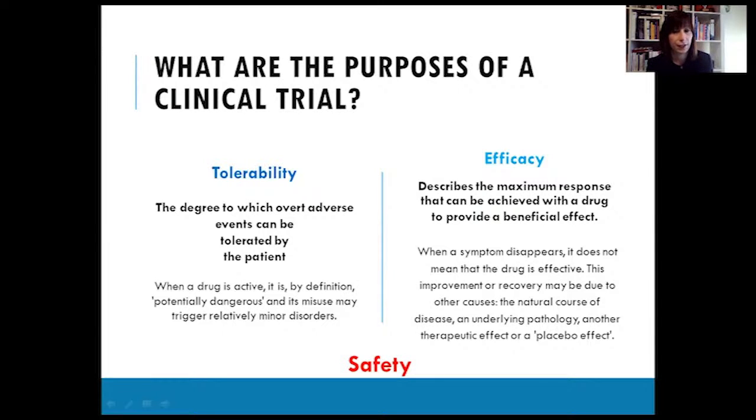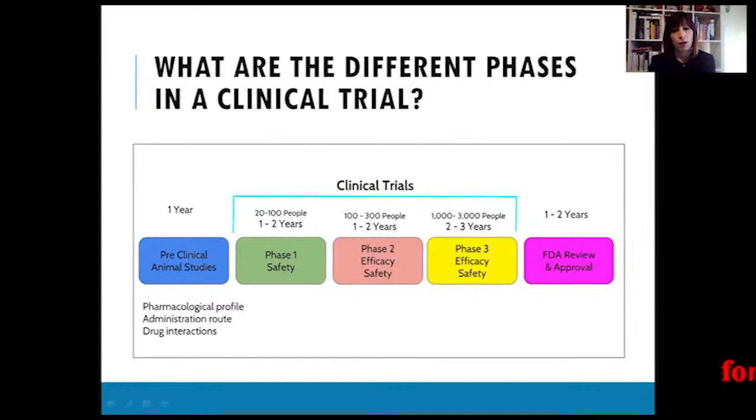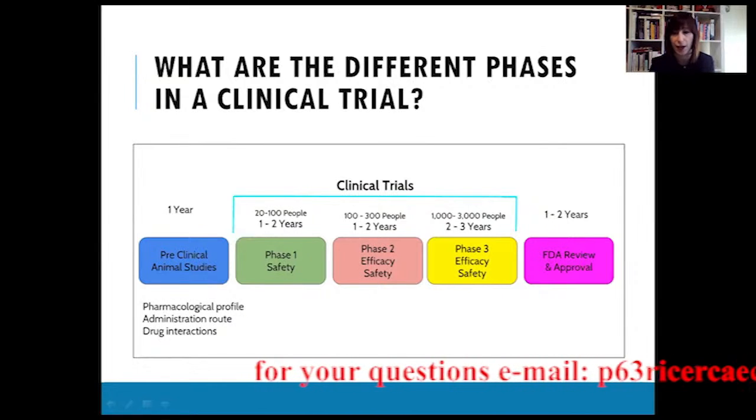Is the drug effective? Efficacy is by definition the ability to achieve the proposed therapeutic objective. When a symptom disappears, it doesn't mean that the drug is effective. This improvement or recovery may be due to other causes: the natural course of disease, an underlying pathology, or another therapeutic effect or a placebo effect. Clinical trials usually consist of 4 phases, which we'll now see in detail.